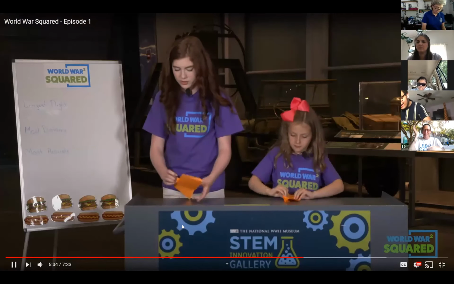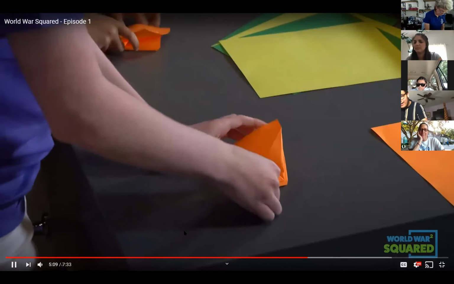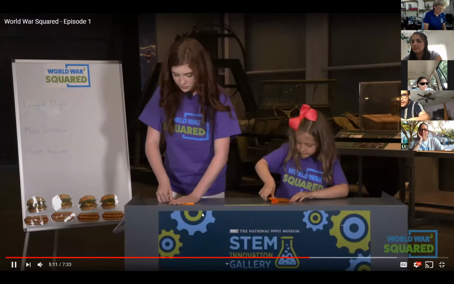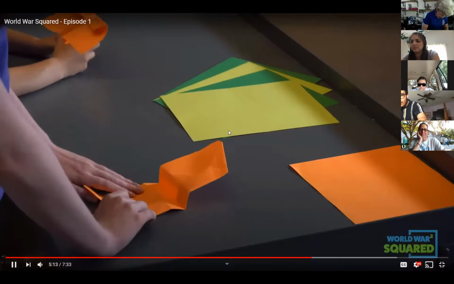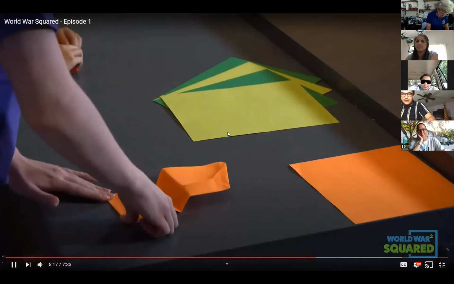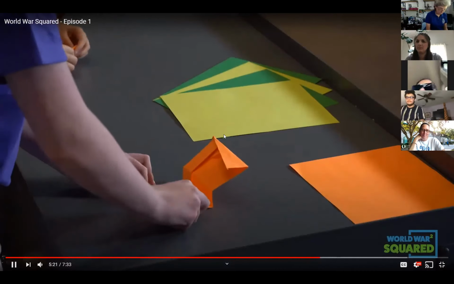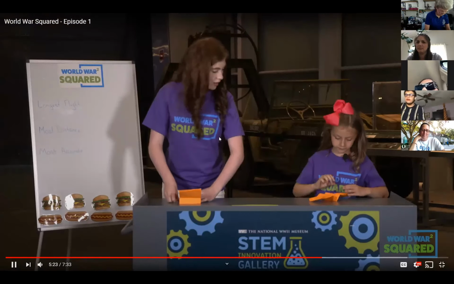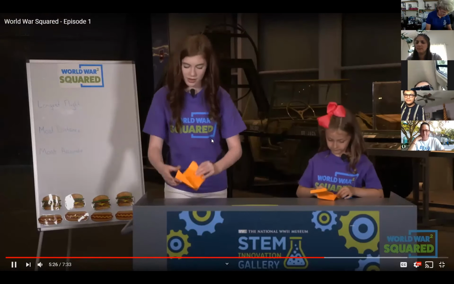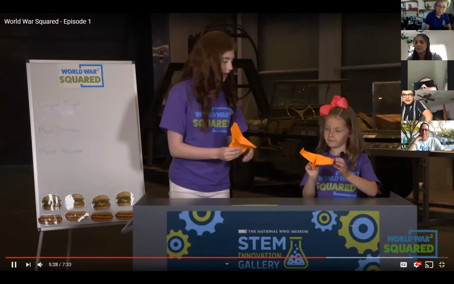And we're going to do the same to the other side. So now the two wings should be even again. Then we're going to fold the edge of the wings up so we get a nice glide for the airplane. There you go. All right, and we have completed our hamburger airplanes.